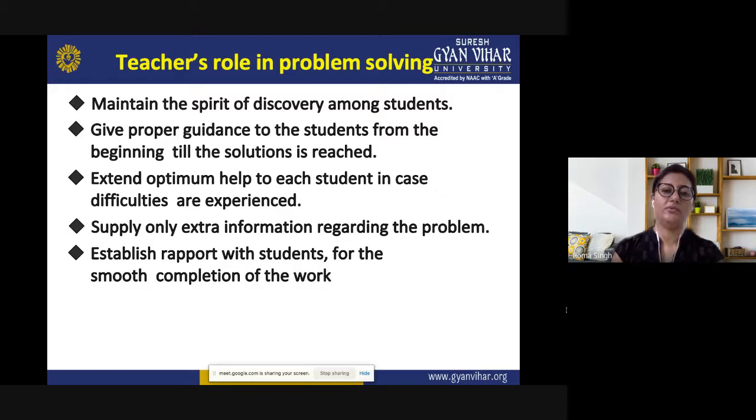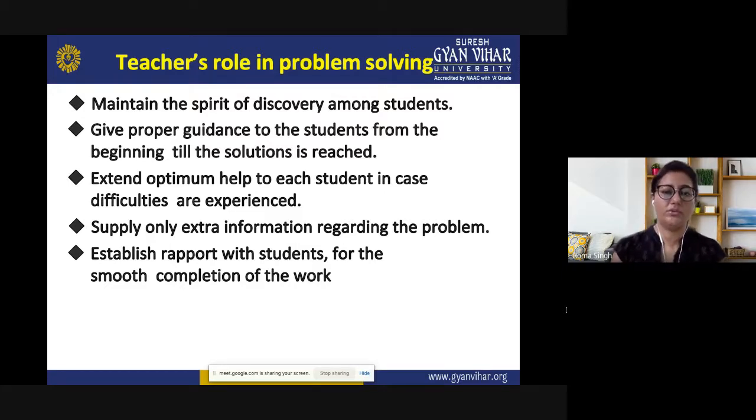Extend optimum help to each student in case difficulties are experienced. If the students are doing it for the first time, they will definitely face difficulties, but maximum help can be provided by the teachers, so that the students are not stuck at the same problems, same places, and it will help them overcome the difficulties. Supply only extra information regarding the problem. Do not try to spoon feed them. Try to give information or hints which are related to the problem only.